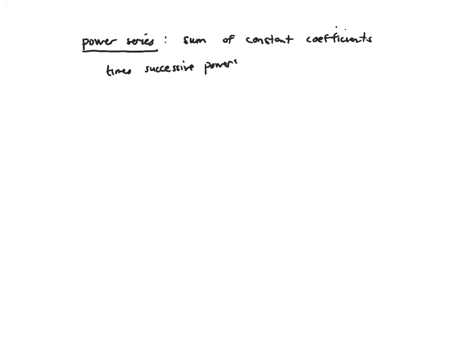So we're going to start off power series with a quick definition. A power series is simply a sum of constant coefficients times successive powers of x minus a. So the variable x, there's a constant a, and so it might look like some c0, some coefficient, and then a c1 times (x minus a), and a c2 times (x minus a) squared, and it keeps going up like this.